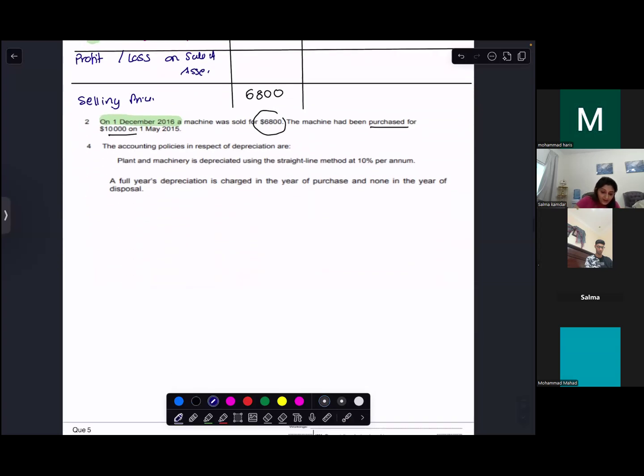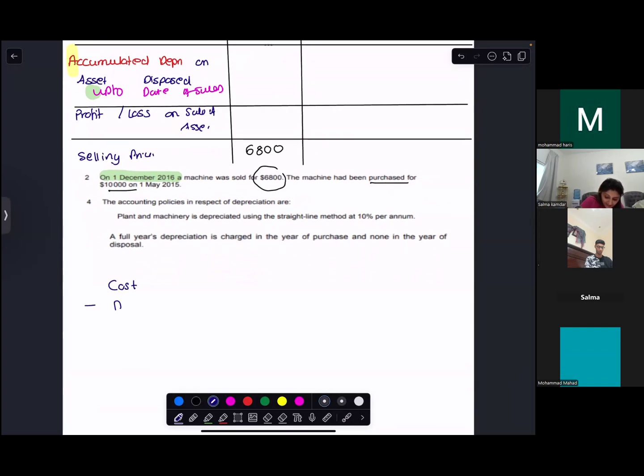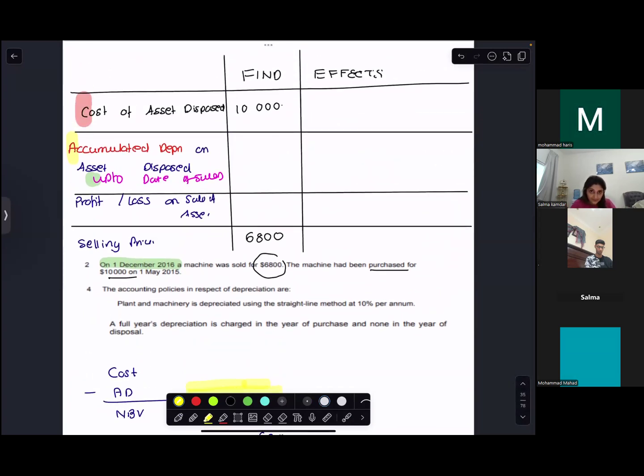I know one thing very clearly: from the cost, when I subtract the accumulated depreciation, what I get is the net book value of the asset sold. I will compare this with the selling price, which I know is 6,800, and I will get my profit or loss. So here I am left with two blank things. I don't know my accumulated depreciation, I don't know my profit or loss. Are you with me? Yes.